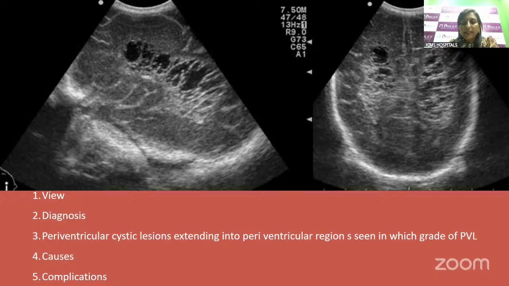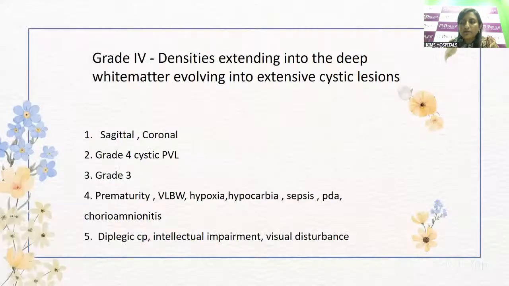So what are the complications of PVL? Spastic diplegia is the most known complication of PVL. Apart from that, there can be some intellectual problems and visual disturbances.